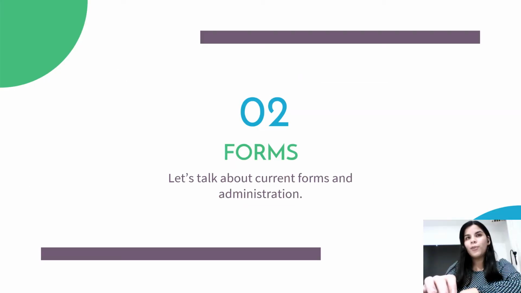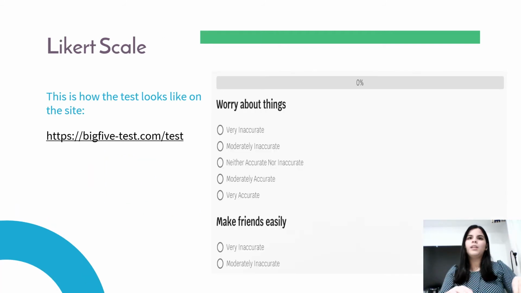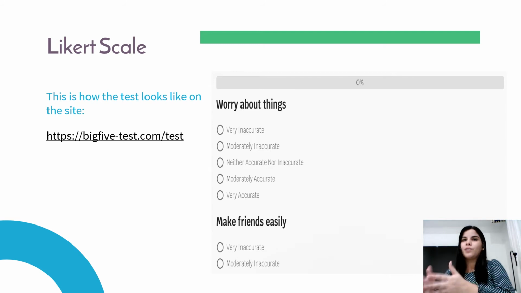In terms of forms and administration, currently there are 2 specific forms. One is the self-report and the other is the observer report. Both have 240 items that people have to answer when they take the test. Both are on the Likert scale and are available on computer or in paper version. This is what the Likert scale looks like. It's basically 5 possible answers ranging from strongly agree, agree, neutral, disagree, to strongly disagree. And this is a screenshot that I took on one of the websites where the test is available.